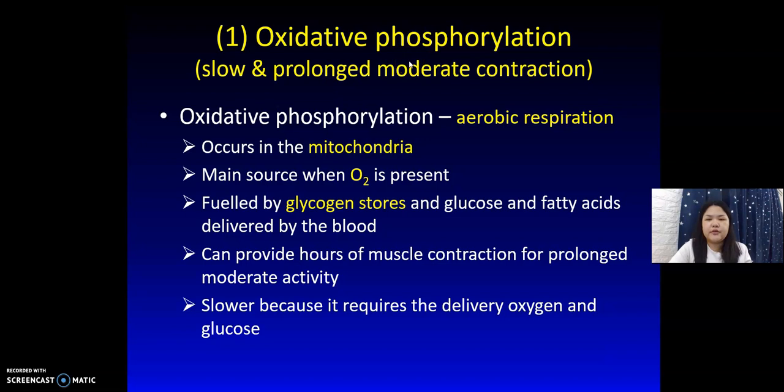Oxidative phosphorylation can produce slow and prolonged moderate contraction in skeletal muscles. Oxidative phosphorylation is aerobic respiration. It occurs in the mitochondria, the main source when oxygen is present. It's fueled by the glycogen stores, especially in our muscles, and glucose and fatty acids delivered by the blood. It can provide hours of muscle contraction for prolonged moderate activity. The contraction is slower because it requires delivery of oxygen and glucose.